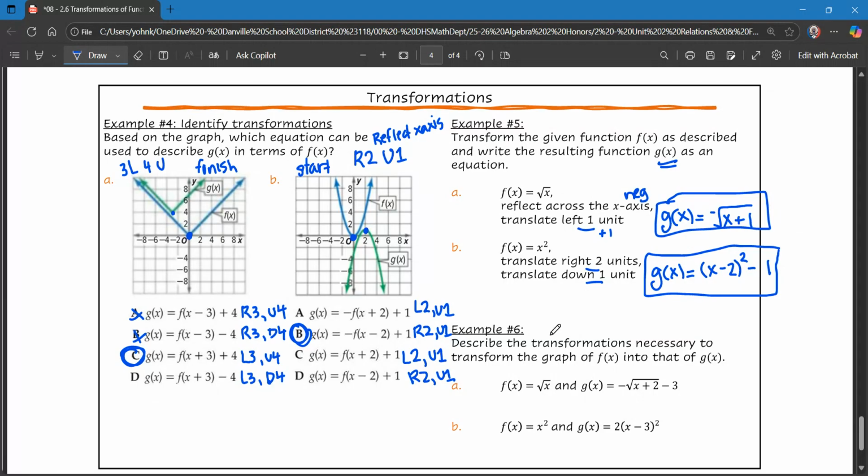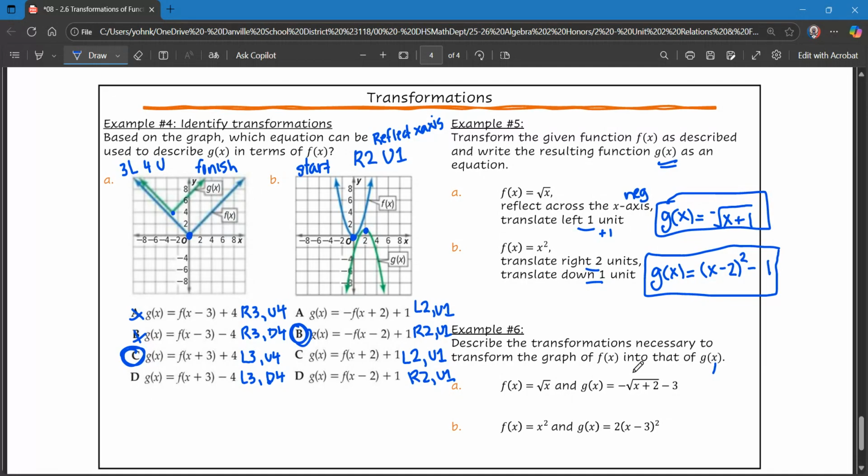All right, down here, example 6, describe the transformations necessary to transform the graph of f of x into that of g of x. So for letter A, we're going to compare f of x equals root x, and g of x equals negative root of x plus 2, minus 3. And we need to figure out what's been done from f of x to get to g of x.